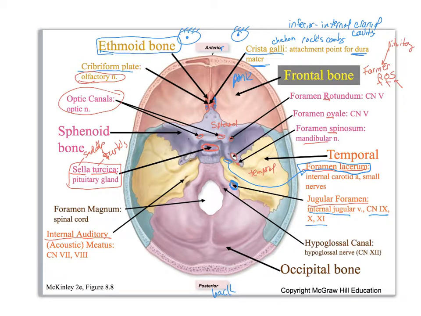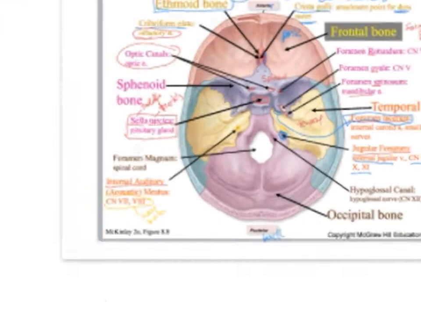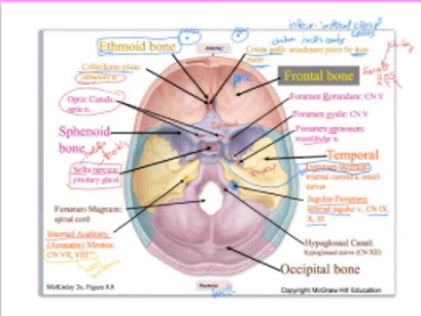Let's change color again. Let's see if the yellow shows up. So right there in yellow, that is your internal auditory meatus. You need to get the nerves from the brain to your inner ear so you can hear and so that you have balance. So that's how you do that, through those holes. All right, so moving on, let's change colors again.